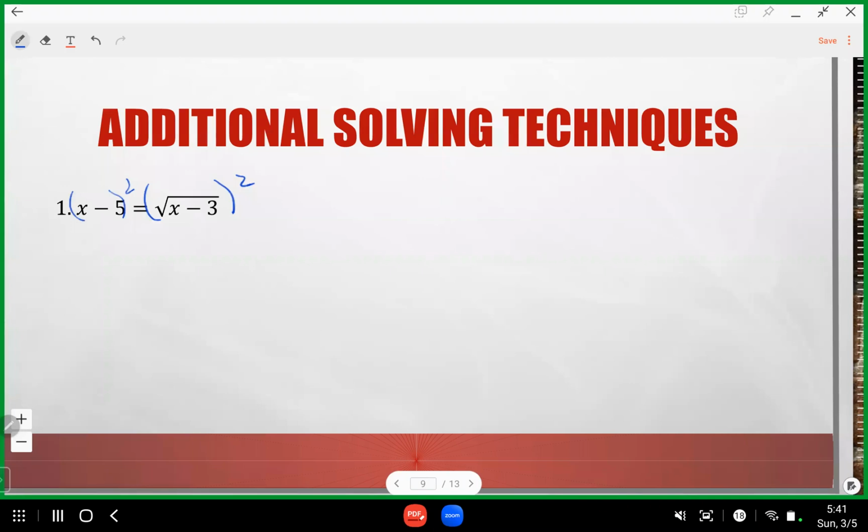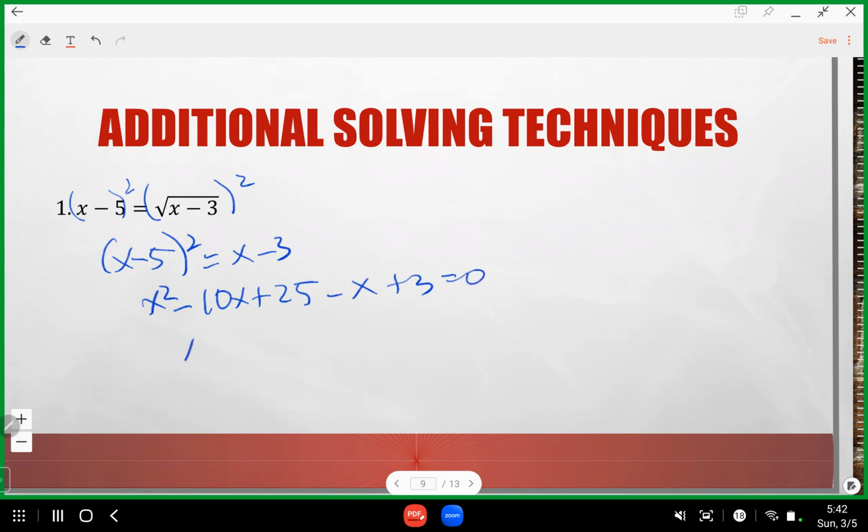So let's see how we do this. You just square both sides. x minus 5 squared is equal to x minus 3. Then you get x squared minus 10x plus 25, minus x plus 3 is equal to 0. So x squared minus 11x plus 27. Can you factor this? It seems like yes? I got plus 28. Oh yeah, that's true, that's dumb. Bad mistake. Then you can factor and you get x is equal to 7 or 4.